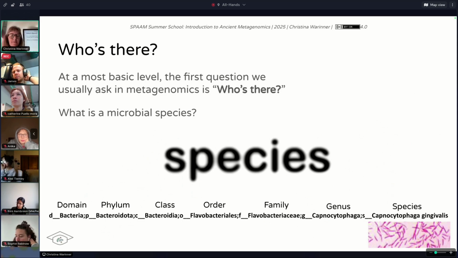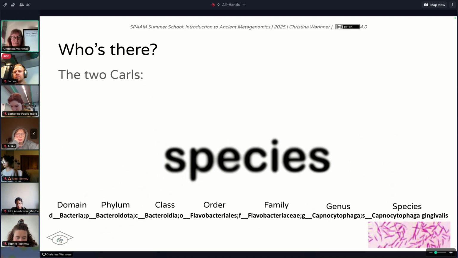We do put microbes within a Linnaean taxonomy, which you see here, and these are different levels of taxonomic classification. So at the most specific level, we have the species. For example, this is Capnocytophaga gingivalis, which is a common oral bacterium. It's in the Capnocytophaga genus, it's in the Flavobacteriaceae family, it's in the Flavobacteriales order, it's in the class Bacteroidea, and in the phylum Bacteroidota, and in the domain Bacteria. And so this classification system, which you're probably familiar with from high school biology, is a way to classify all the different organisms of life into their phylogenetic relationships.